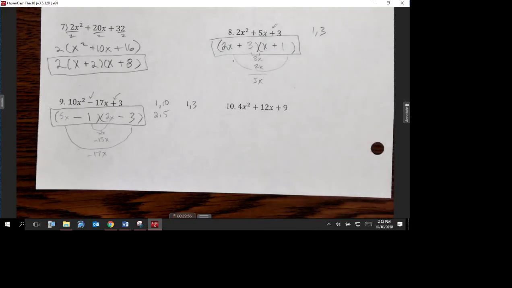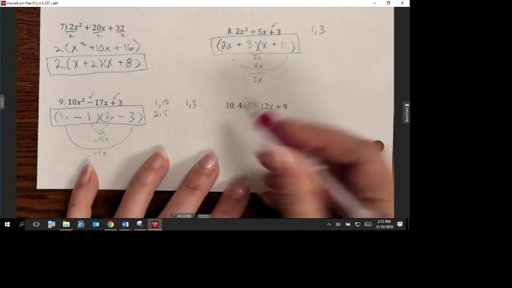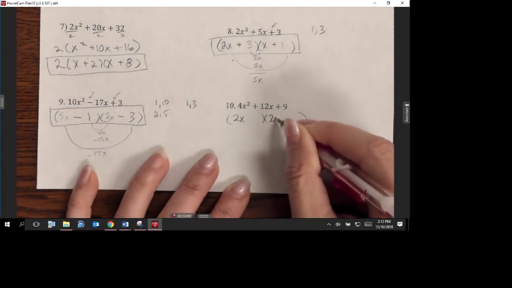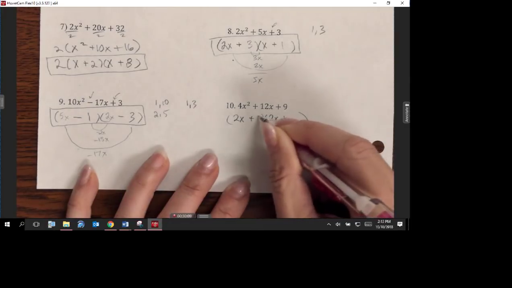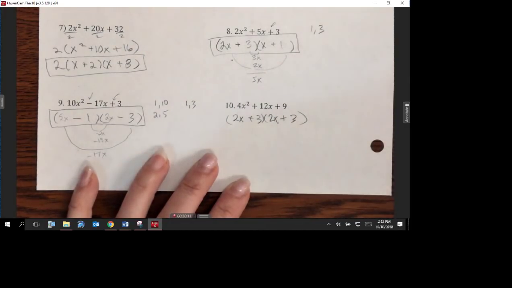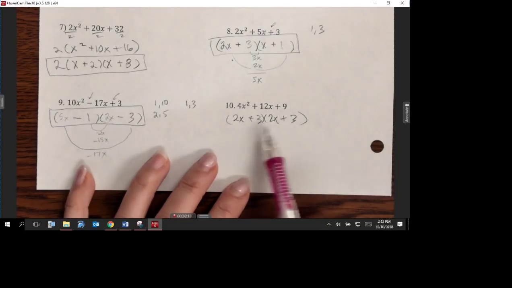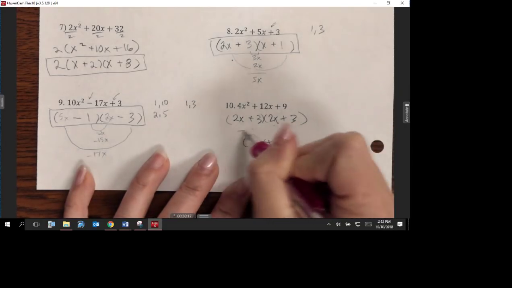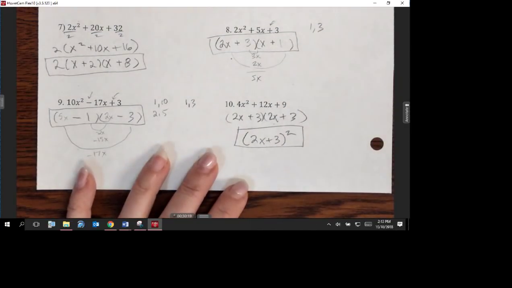I'm going to go over it. A lot of you were on the right track, you just didn't do the last step. A lot of you totally got 2x plus 3. But remember, if they're exactly the same, you have one more step to do. To say 2x plus 3 squared.